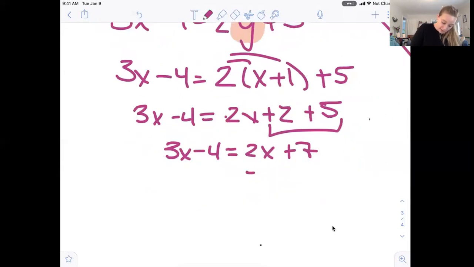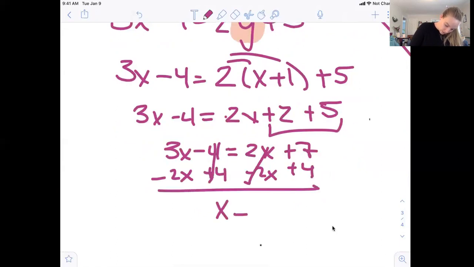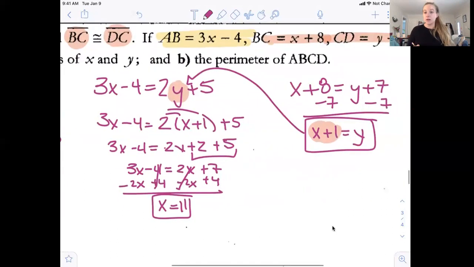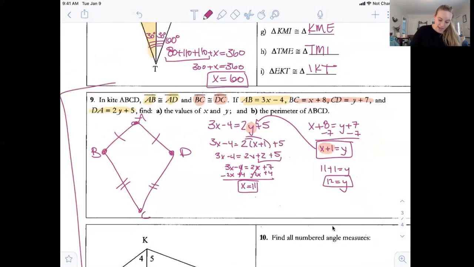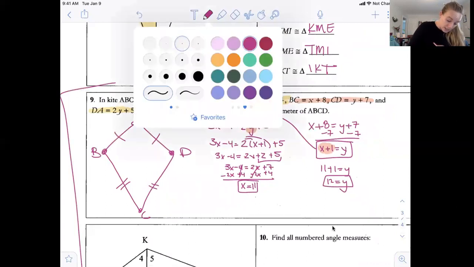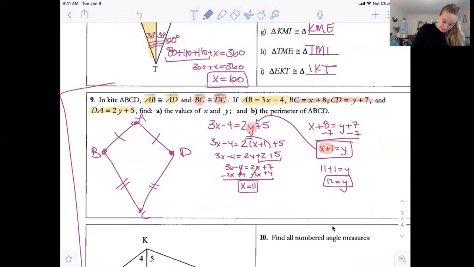And then now I'm going to get my x's together, minus my 2x, and then I'm going to add my 4. So x equals 11. Now, once you find x, I'm just going to substitute that into my first equation. 11 plus 1 equals y. That's 12 equals y. And then it asks me to find the perimeter. So that's just the preliminary part. So on the ones with x, I'm going to plug in 11. On the ones with y, I'm going to plug in 12.